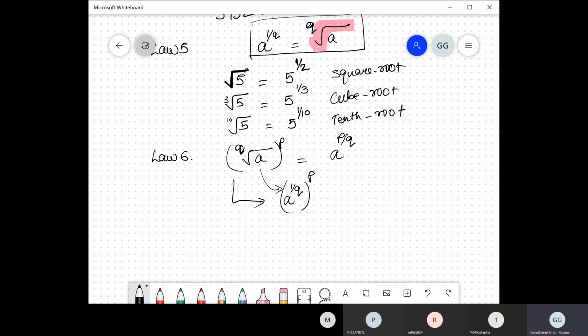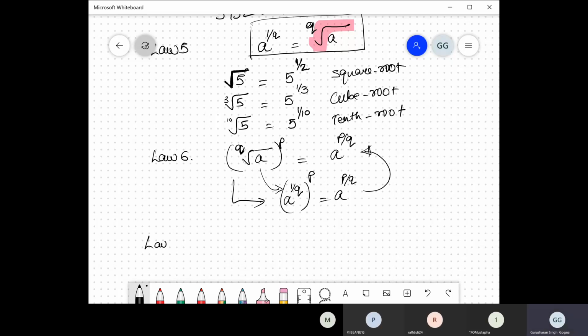Now you know that whenever there is a power to the power, you multiply the power. So if you multiply p with 1 over q, what will you get? You will get p over q. And this is how we get this. Okay, so it's not a separate law, but if you know this law, you can directly write down your answer instead of doing these multiple steps. So power to the power means you have to multiply the power. Root means 1 over whatever root you are using. Okay.